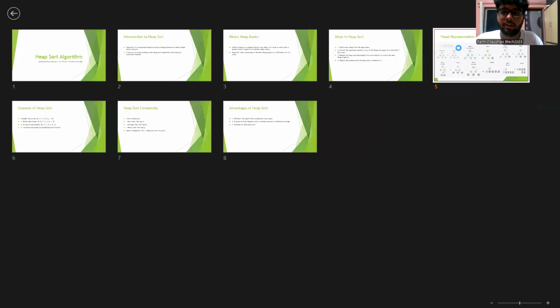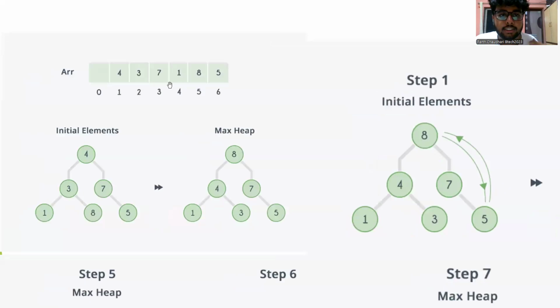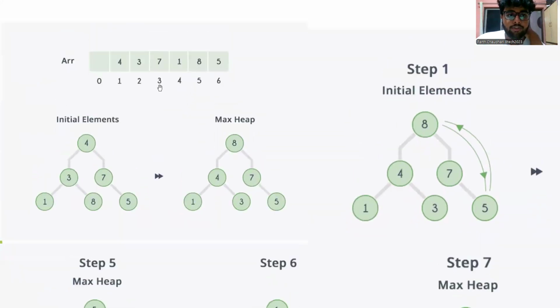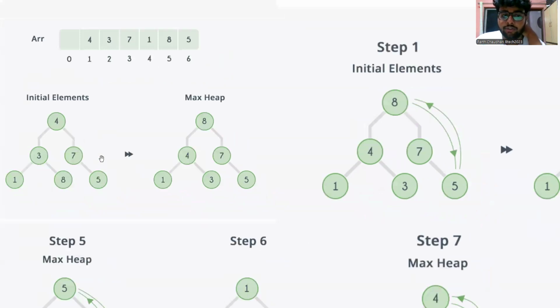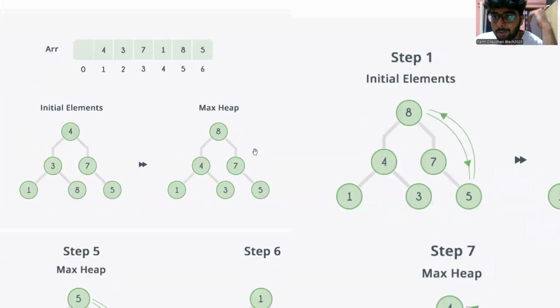So here we have an array. It's 4, 3, 7, 1, 8, 5. First of all, we made a binary tree of these elements. We took the first element, which is 4, and then we put its children, which are 3 and 7. Then again, we have the children for 3, which are 1 and 8. Then we have 5 as a child of 7. But this is not a max heap. We converted this into a max heap.